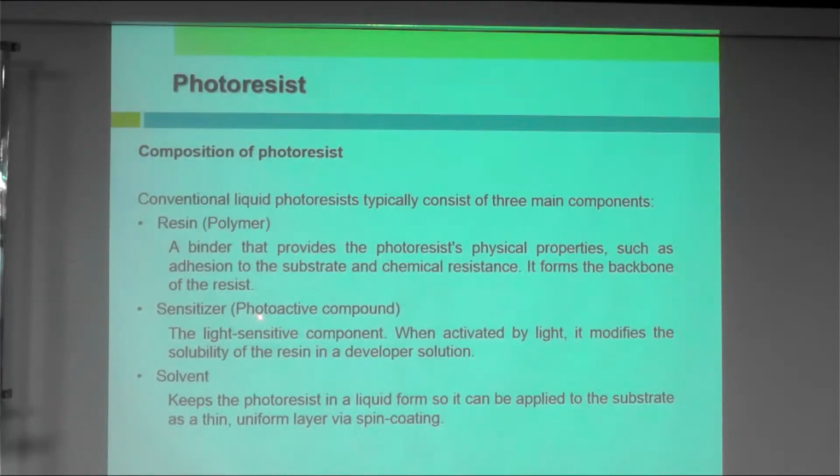Then you have a photoactive compound, the light-sensitive component. When activated by light, it modifies the solubility of the resin in the developer solution. Then you have the solvent, which keeps the photoresist in liquid form so it can be applied to the substrate as a thin, uniform layer via spin coating. The solvent might have different percentages in the photoresist. If you want high viscosity or low viscosity, it will depend on the use of the solvent itself.